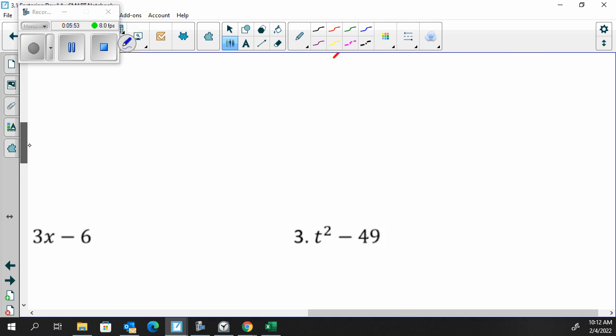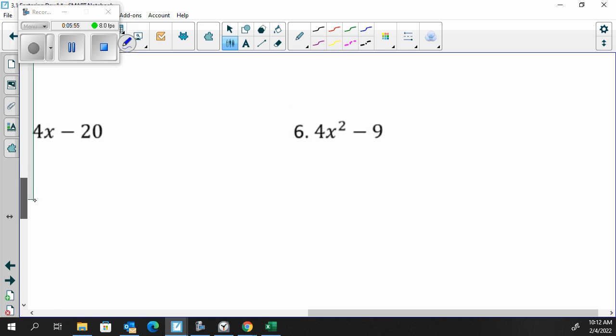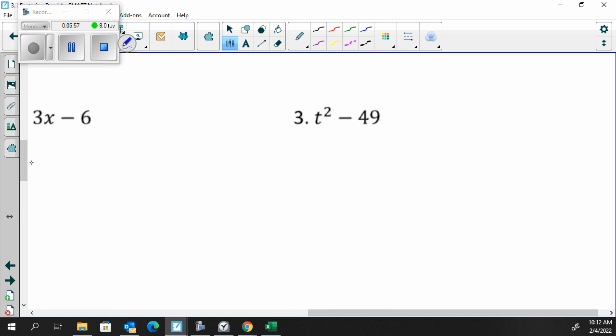Okay, let me show you another example of this. Let's say I have t squared minus 49. You could do a times c, add to b, and it would work. But what's the square root of t squared? It's t. What's the square root of 49? 7. So it's going to be t plus 7 times t minus 7.